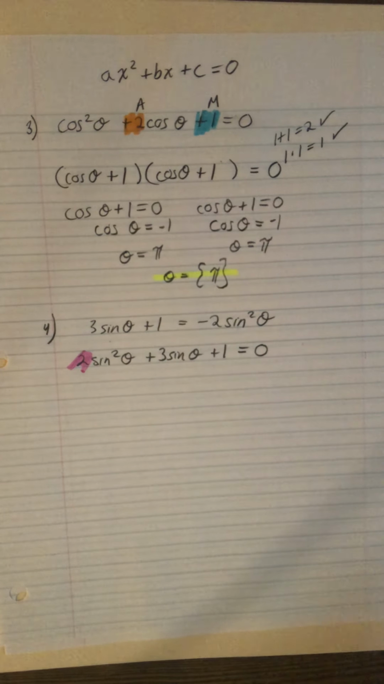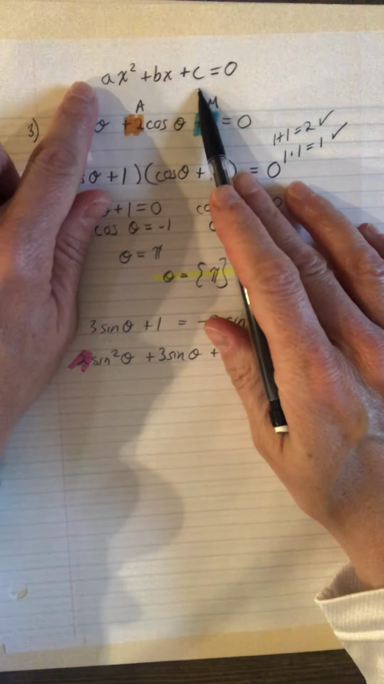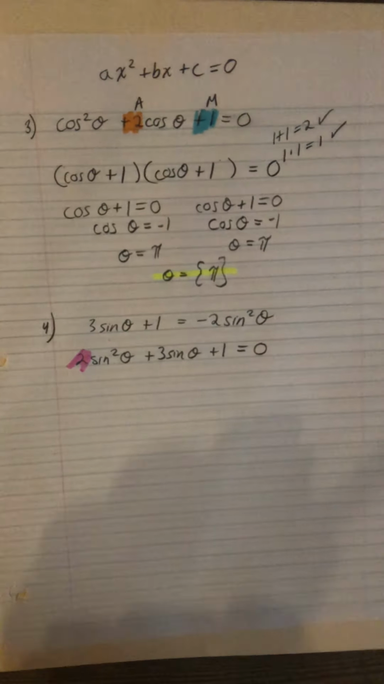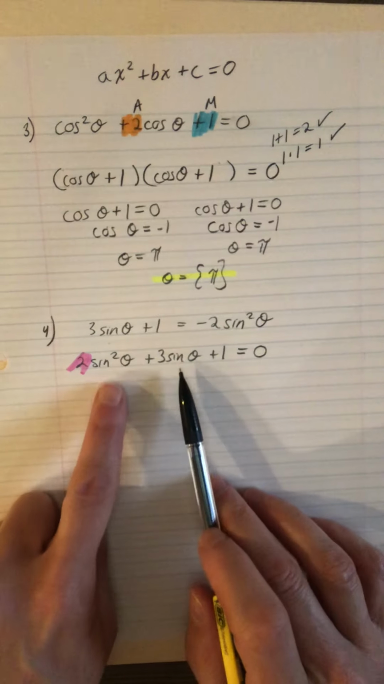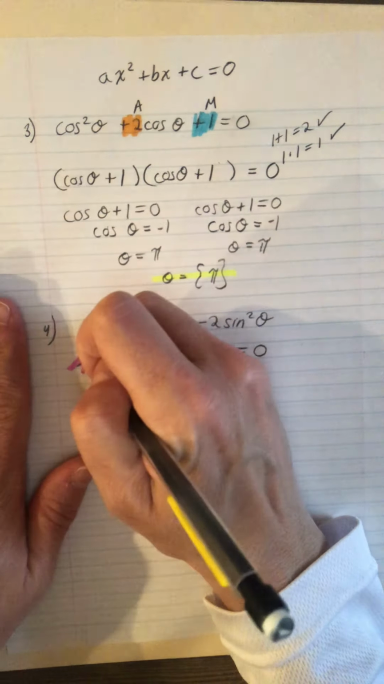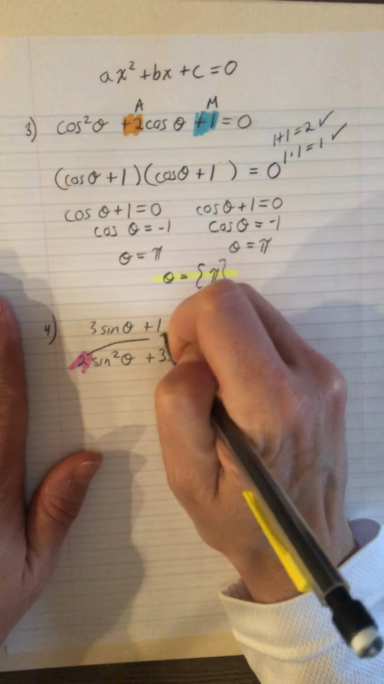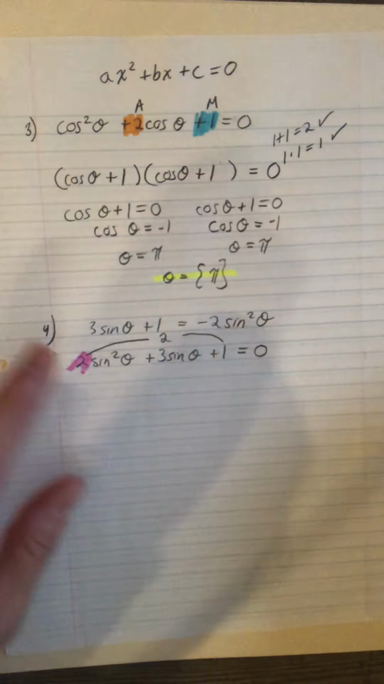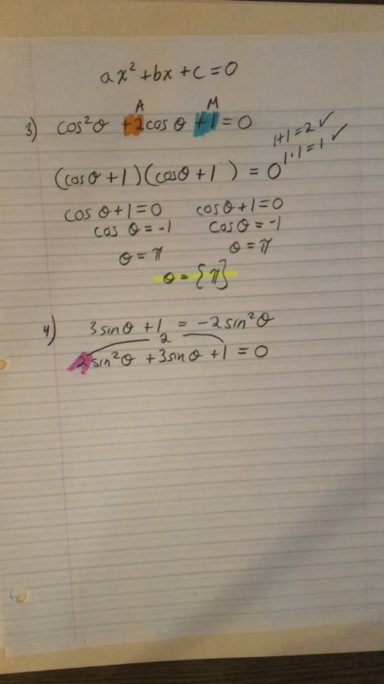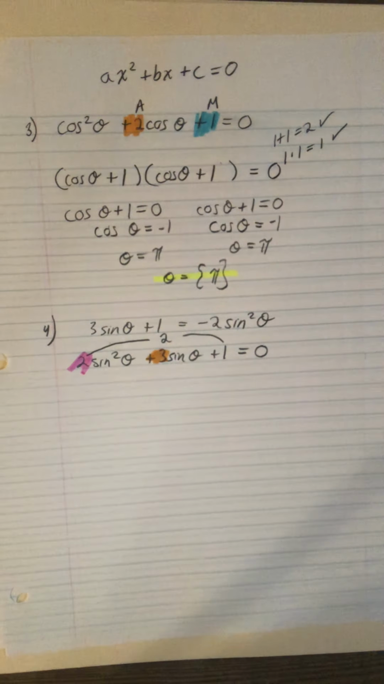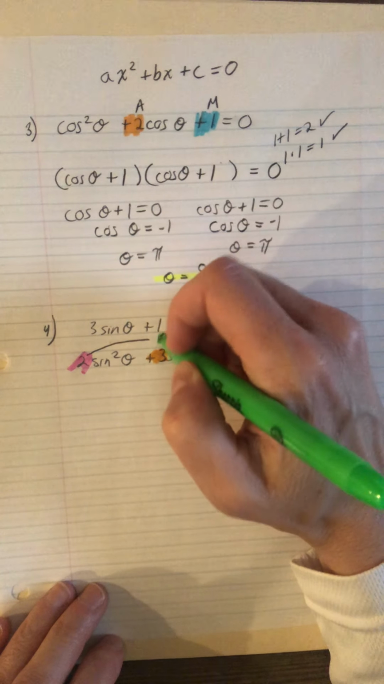So we need to still factor this the same way we would factor a quadratic, like ax squared plus bx plus c is equivalent to 0. The only difference is instead of our x's, we have sine theta. So our method, you guys like to do it, 2 times 1 is 2. And then we say what? If I look at this one, we're going to say what adds to 3 and multiplies to 2.